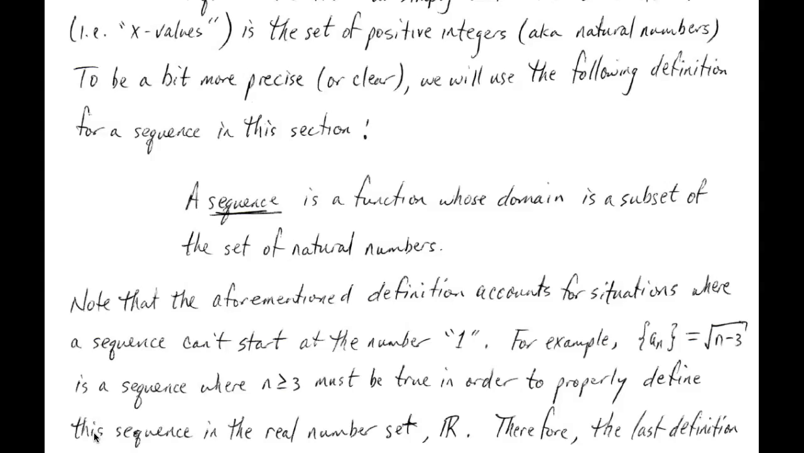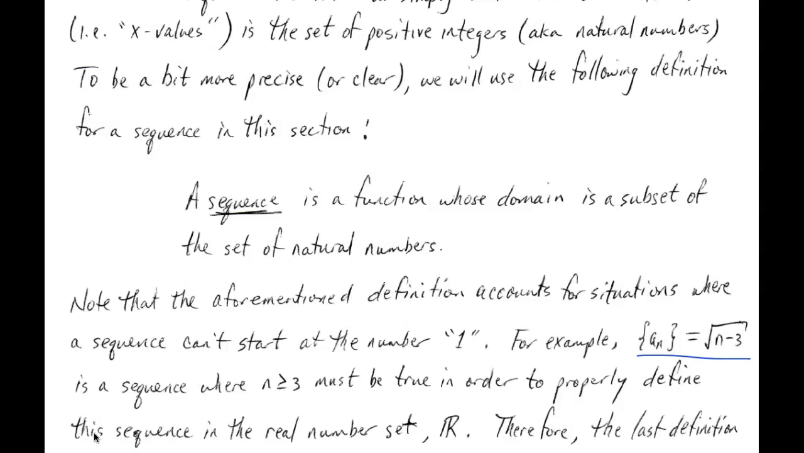Part of the reason why I say subset is because the natural numbers are just the numbers 1, 2, 3, 4, 5, 6. But sometimes we have sequences where, let's say, it starts off at n equals 3. Kind of like this example that I'm showing you here. Now I'll go ahead and underline it, like this example here.